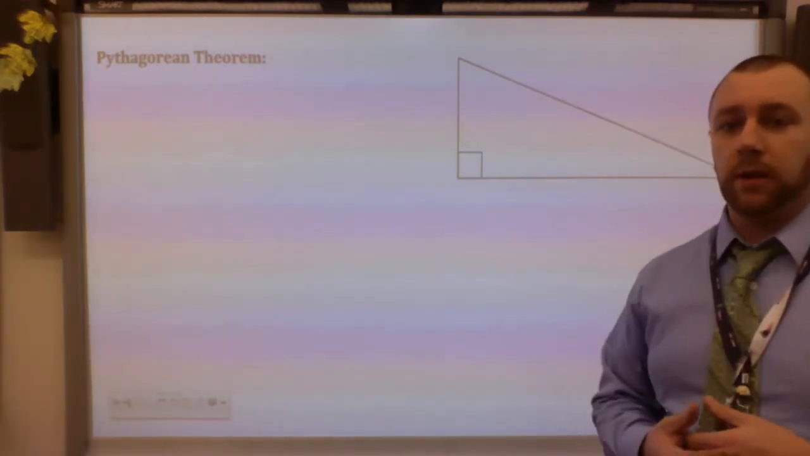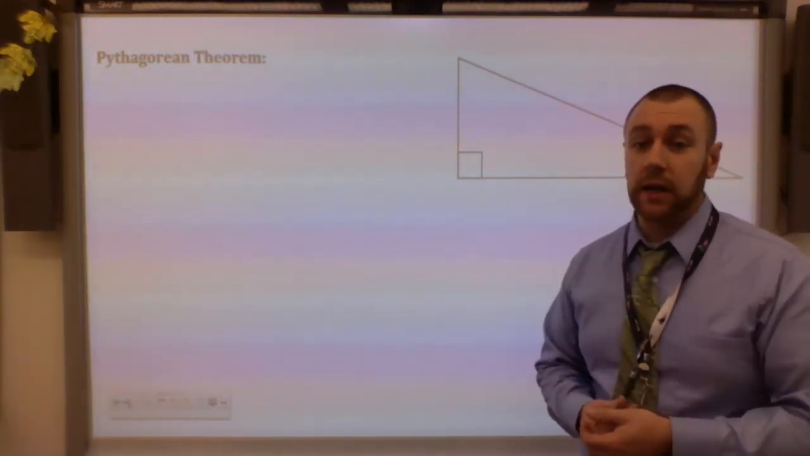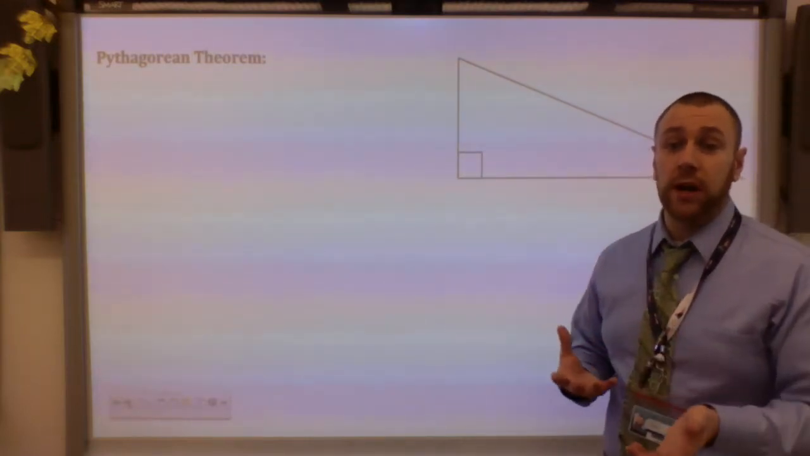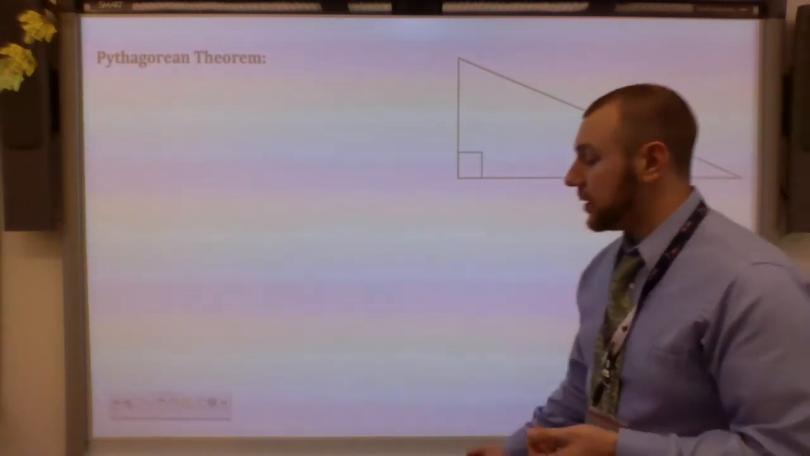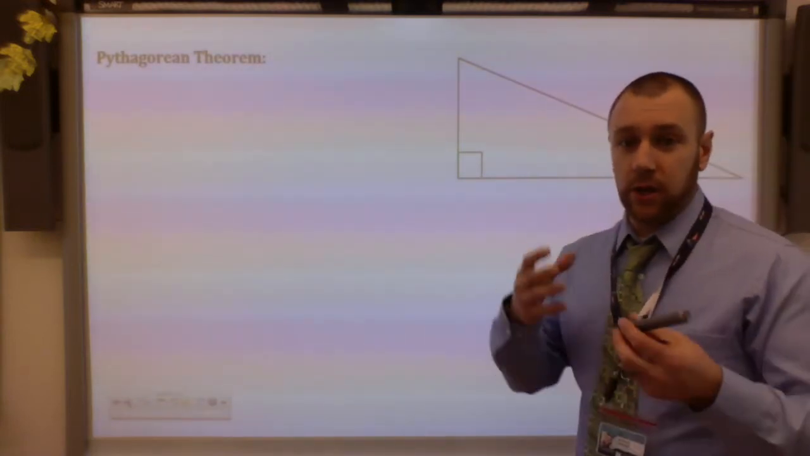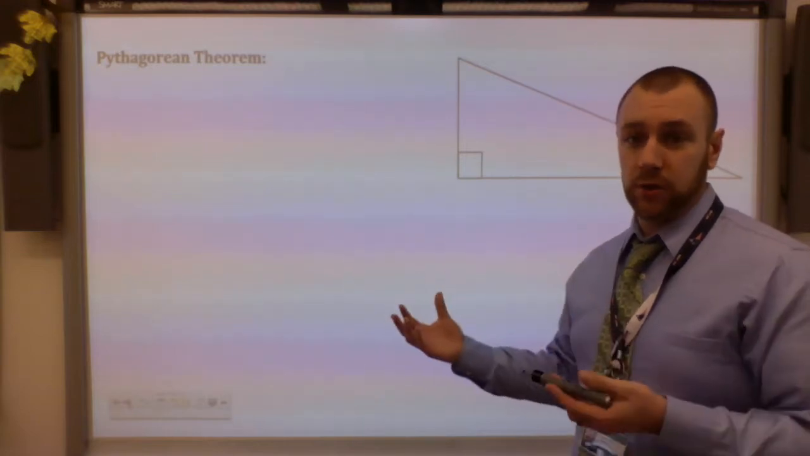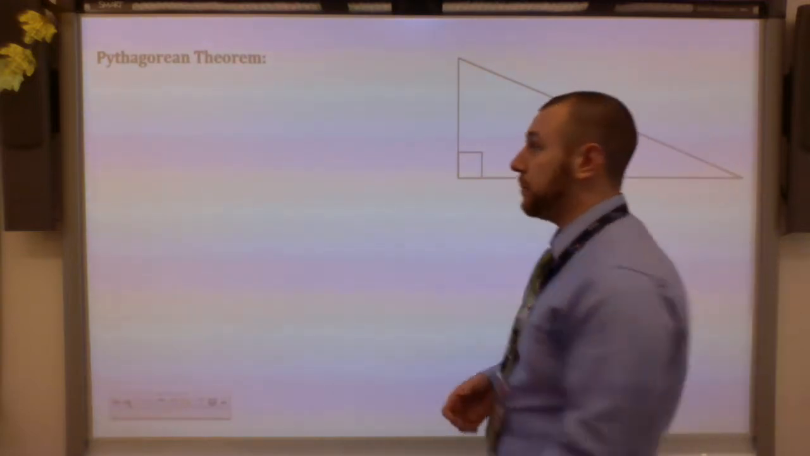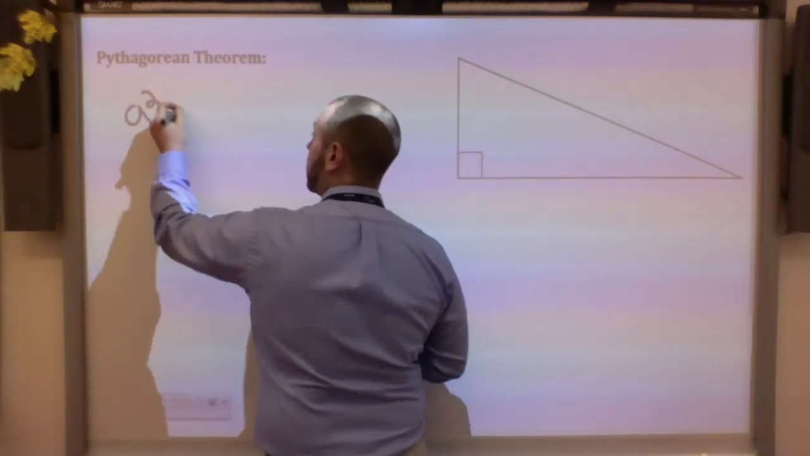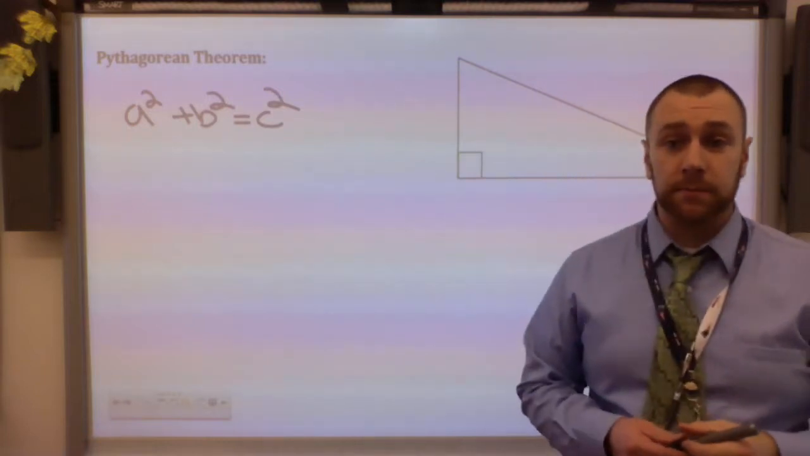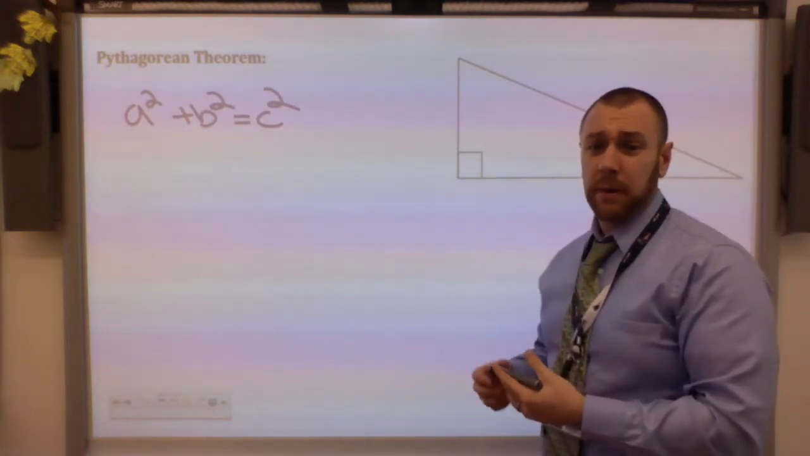Well, it was developed long ago by the Greeks, a guy named Pythagoras, and he came up with the relationships of sides of right triangles. And what he said was that the sum of the two legs of a right triangle squared equals the hypotenuse squared. Most people don't remember it like that. Most people remember it as a squared plus b squared equals c squared. That's how most people remember it.